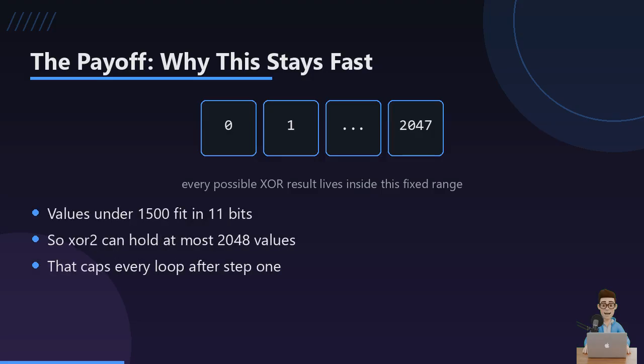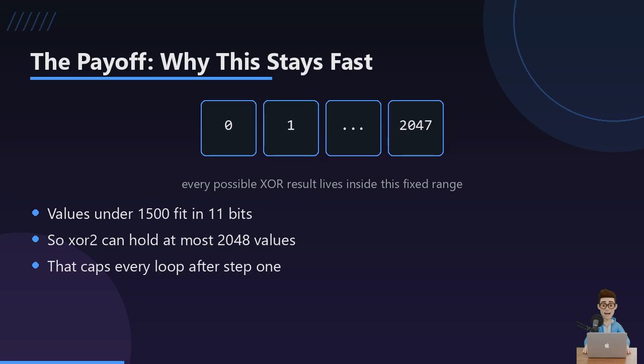Computers store numbers in bits, which are just tiny switches that are either 0 or 1. Any number smaller than 1500 can be written using only 11 of these bits. And here's the key fact. When you XOR numbers together, the result can never need more bits than the numbers you started with. So every possible XOR result must be smaller than 2048.